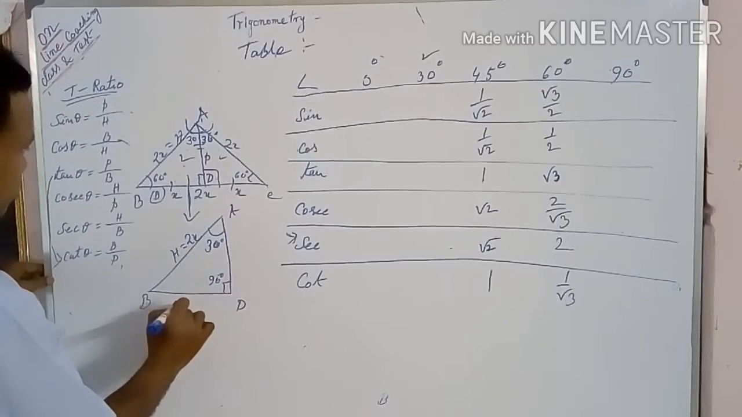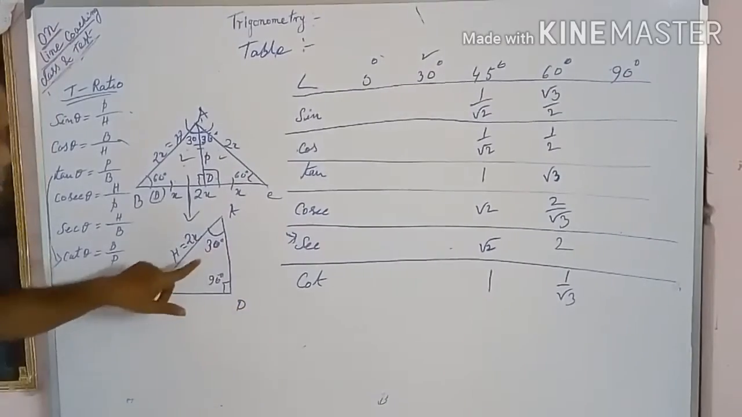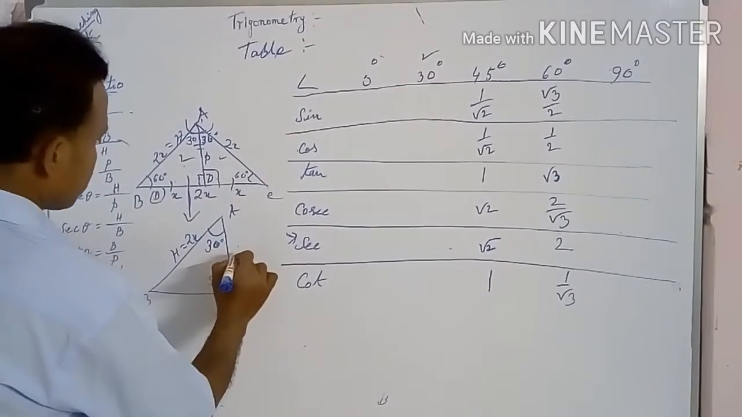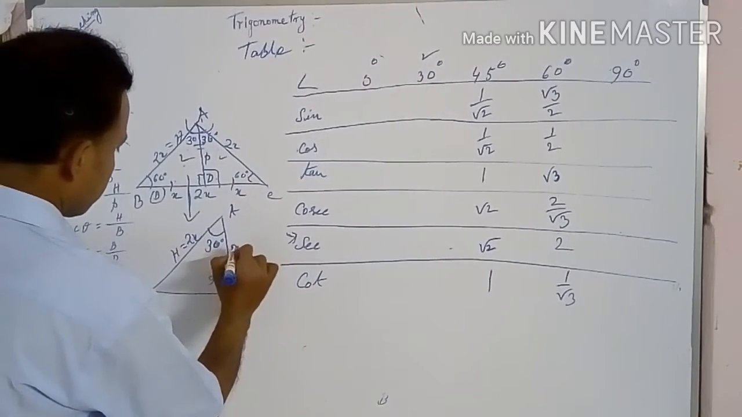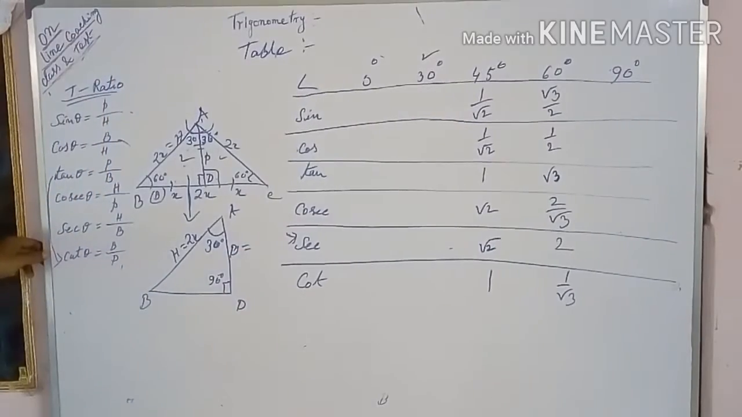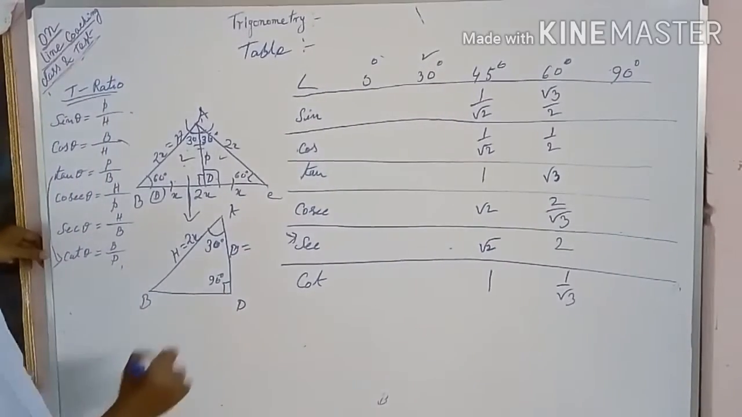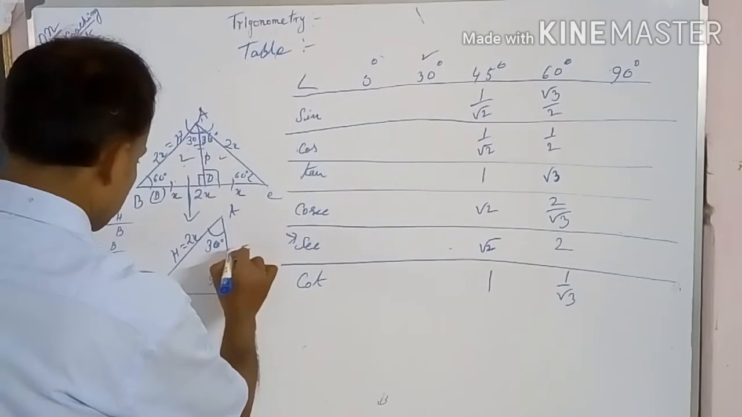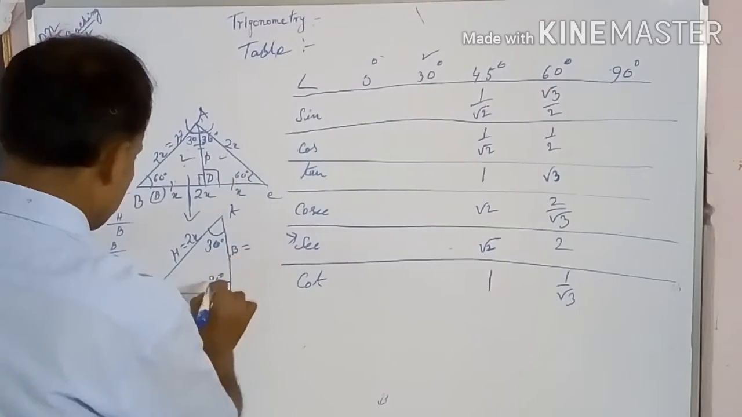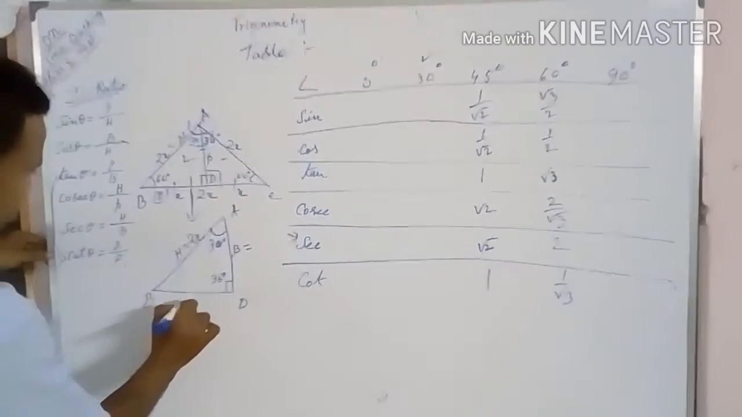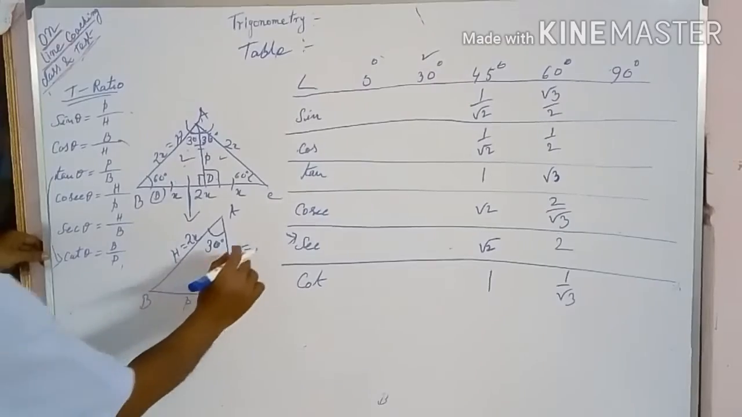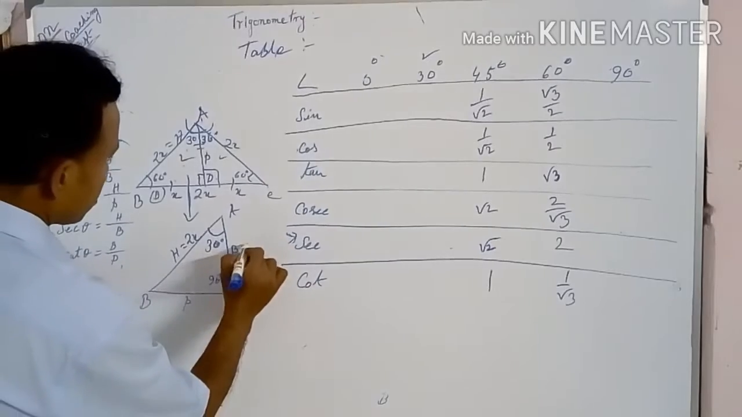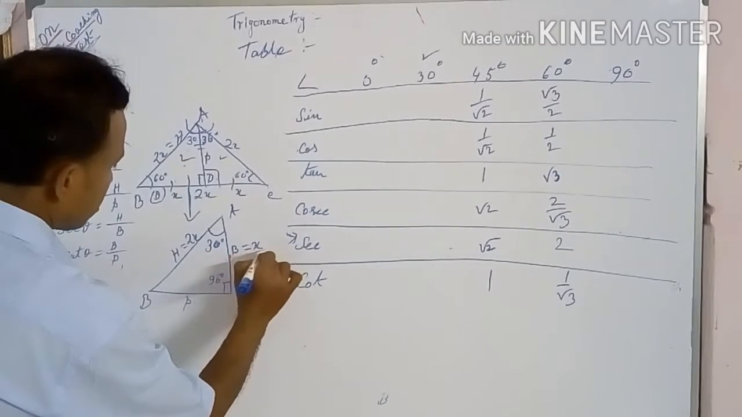If this is your 30 degree, then this is your base and this is your perpendicular. Base is equal to what? Already I have calculated x root 3.